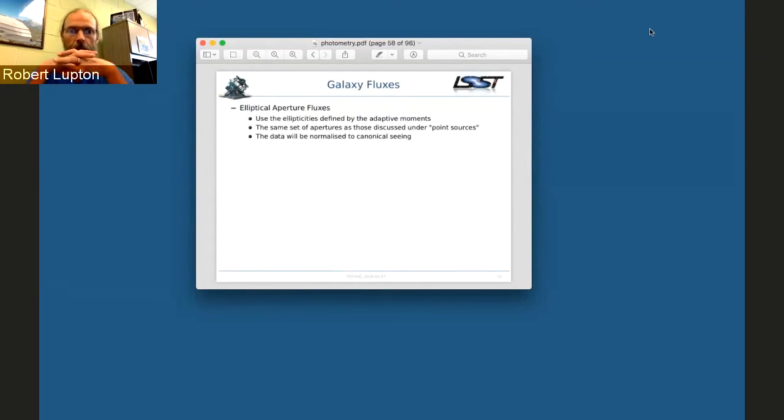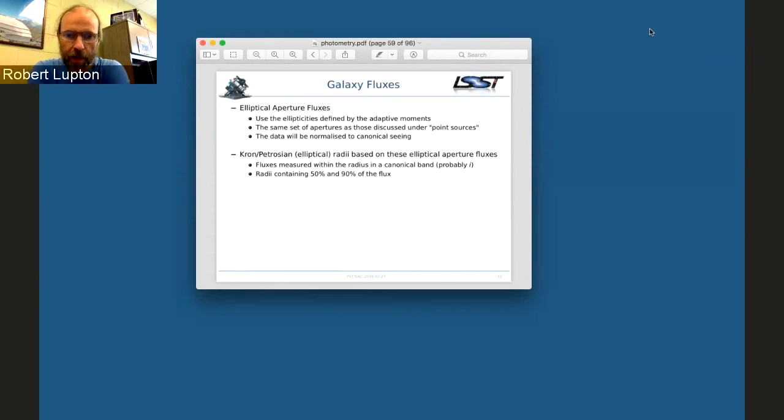So, galaxy fluxes. First of all, we're going to measure what now turn out to be elliptical aperture fluxes. They're the same apertures as I measured for stars. The previous slide said, I worry about making sure these work well for stars. I'm not all that worried about that, but it has to be demonstrated. The data will be normalized to canonical seeing. We will measure both Kron and Petrosian elliptical radii. So we will measure the flux contained within the radius of the canonical band. This is just like SDSS. We'll probably use I band. We could use Z band. Again, that's a question for our scientific collaborators.